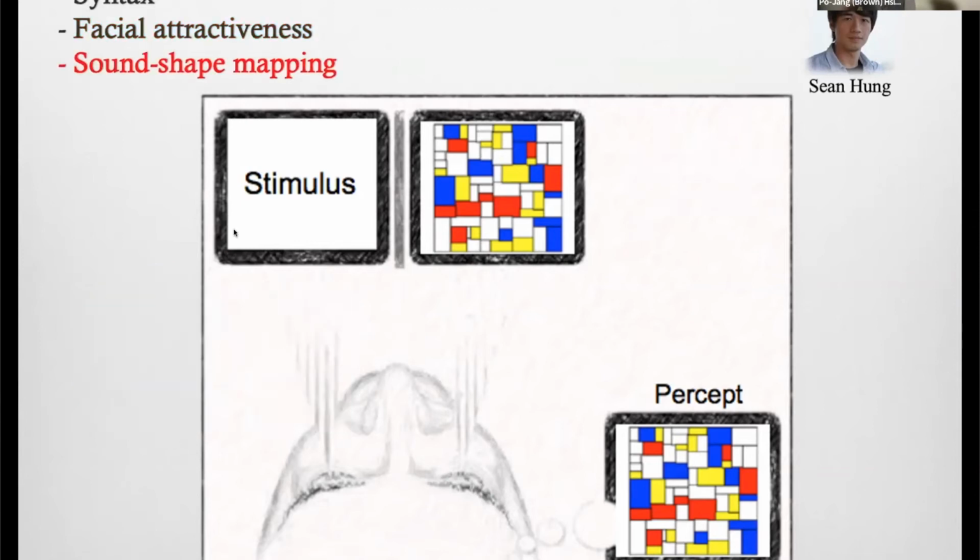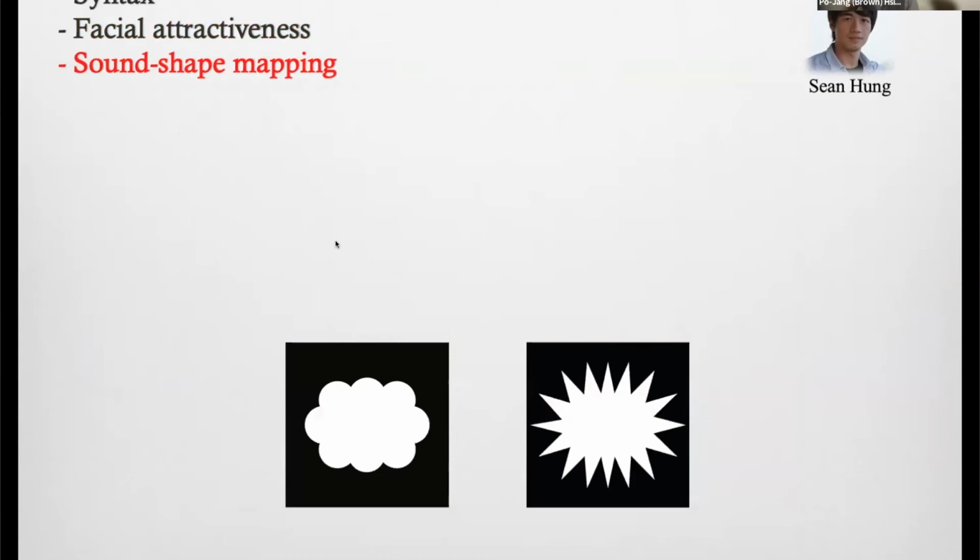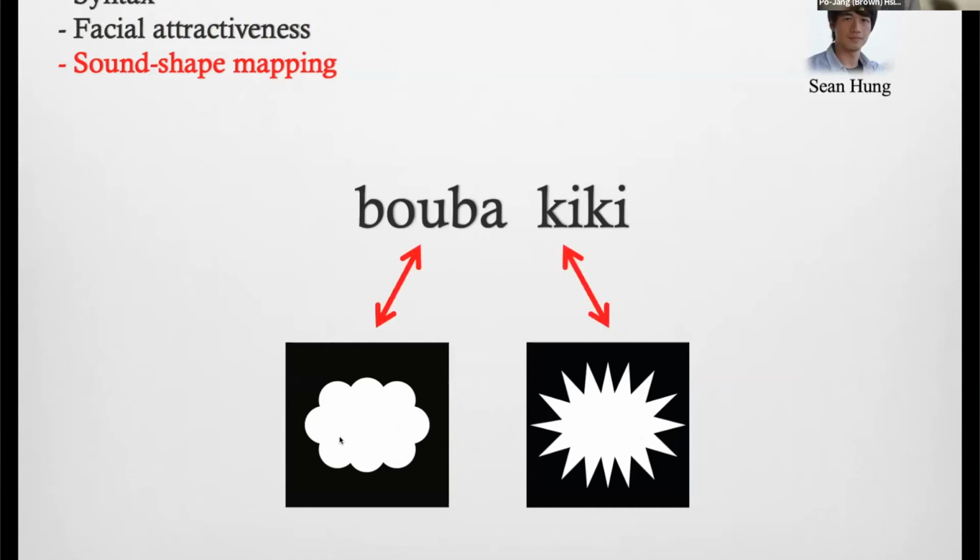And here's another example. In the third experiment here, he tested sound shape mapping. This is a phenomenon that has been found in psycholinguistics. So for example, if I ask you to name these two different shapes, which one would you call booba and which one would you call kiki? It has been discovered that in most cases, people tend to pair this round shape with this round sound booba, and they will pair this spiky shape with this spiky sound kiki.